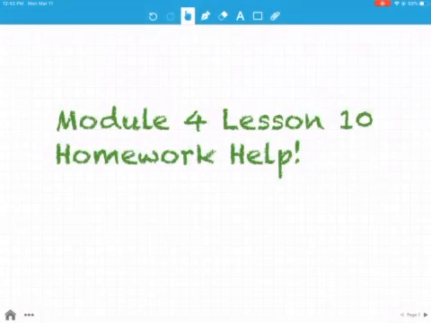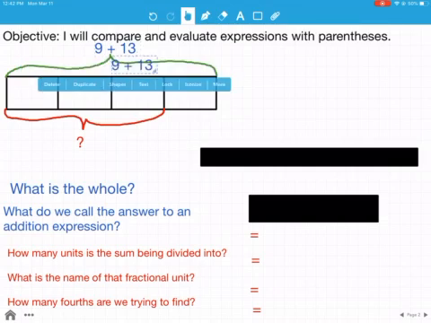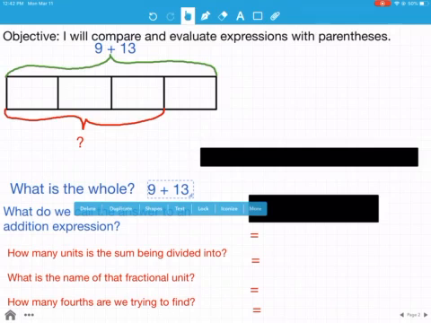Alright, so this is going to be Module 4, Lesson 10, Homework Help. This is similar to the problem that we did in class. We look at the tape diagram and we have to ask some questions. What is the whole? And the whole is right up here. The whole is 9 plus 13.